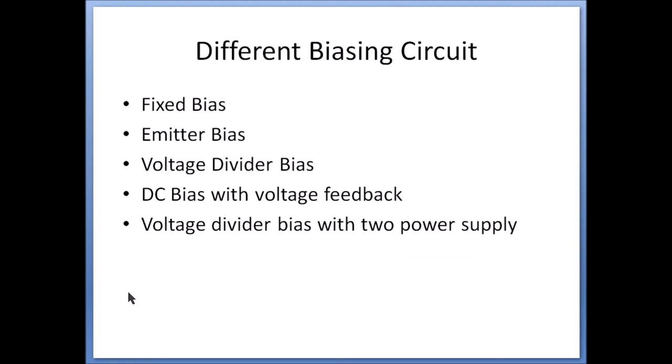Now, what are the different biasing circuits? The different biasing circuits are the fixed bias circuit, the emitter bias circuit, which is also called the emitter stabilized bias circuit, the voltage divider bias circuit, DC bias with voltage feedback, and the last one, voltage divider bias with two power supplies. The fixed bias circuit is the most common type, or you can say the easiest circuit among all biasing circuits.